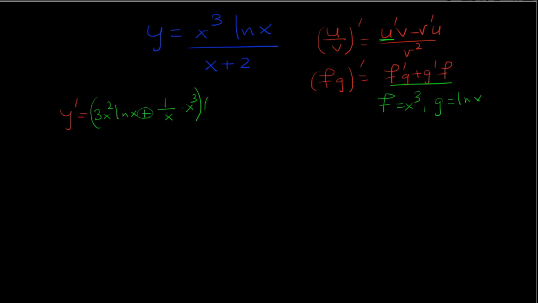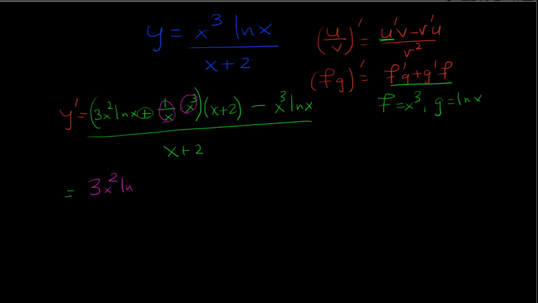Okay, now we're going to multiply by v, which is x plus 2, minus the derivative of v, so the derivative of x plus 2 is 1, times the top, x cubed natural log x, all over x plus 2. Okay, so now we have to simplify. I'm going to focus on 1 over x times x cubed. That's just x squared. So I'm going to rewrite that. Everything else is just going to be the same, so let's not worry about that for now.